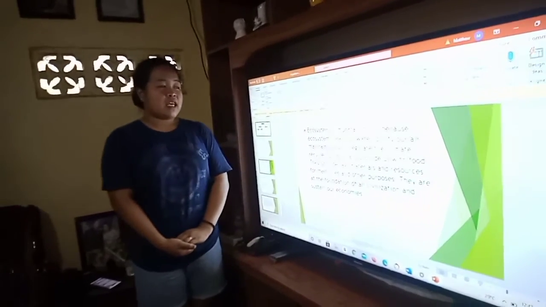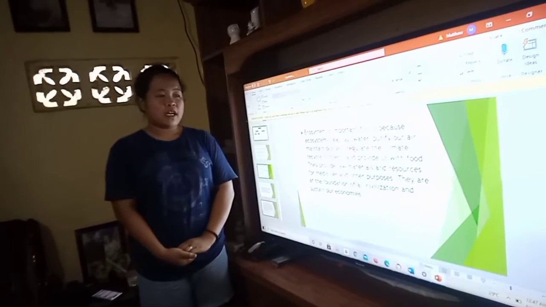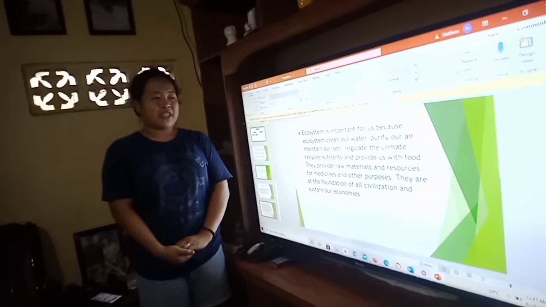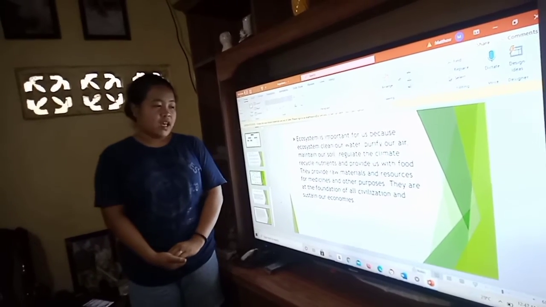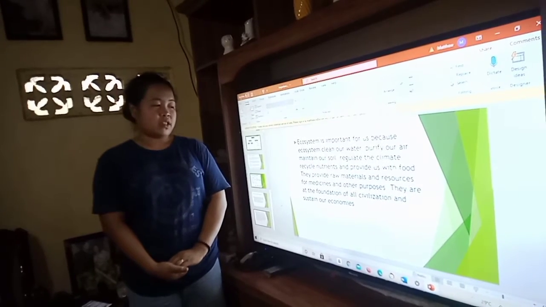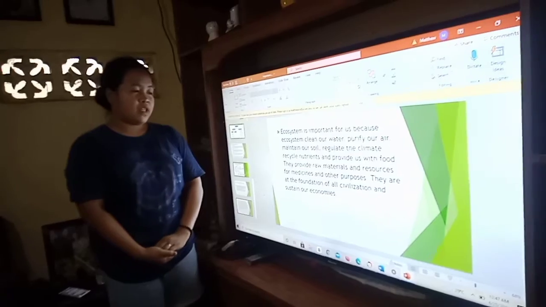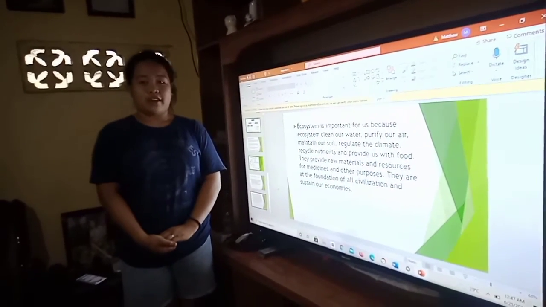And lastly, ecosystem is important for us because ecosystems clean our water, purify our air, maintain our soil, regulate the climate, recycle nutrients, and provide us with food. They provide raw materials and resources for medicines and other purposes. They are at the foundation of all civilization and sustain our economies.